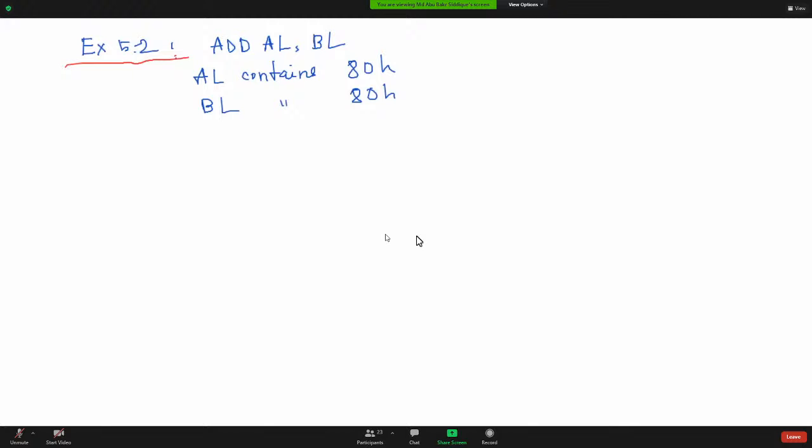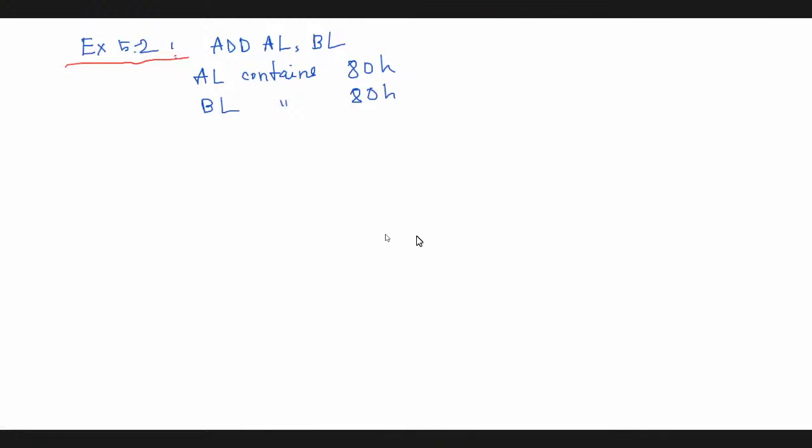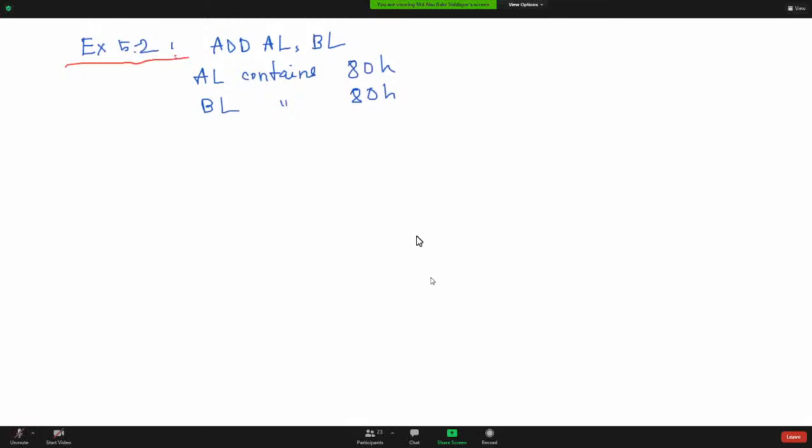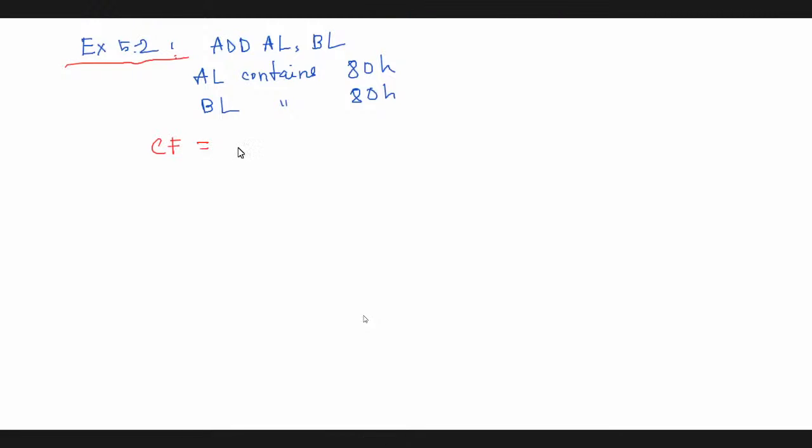Sir, after adding, sir, result is 100. Okay. Then in fact carry flag is 1, sir. Okay, so let me write down. So CF equals 1. And why is it 1? What is the reason? Because there is a carry out of the MSB.